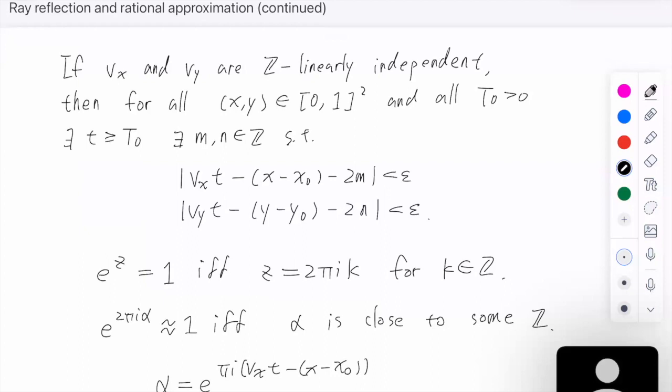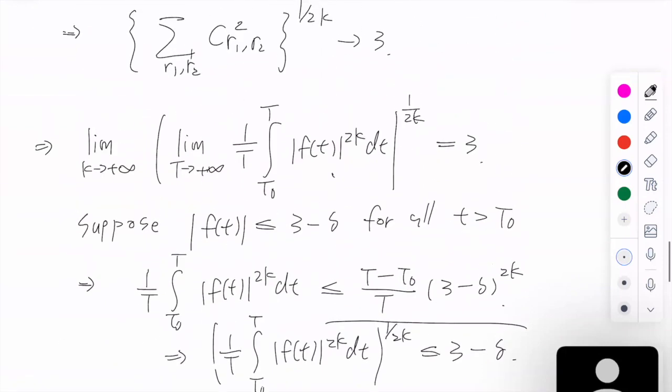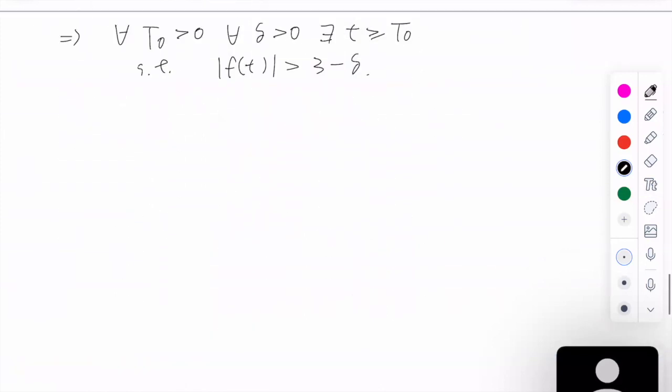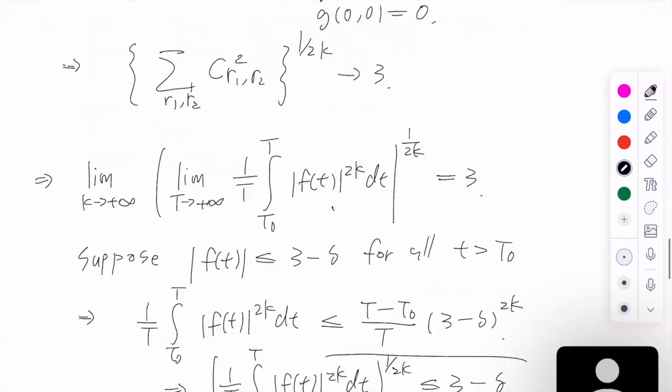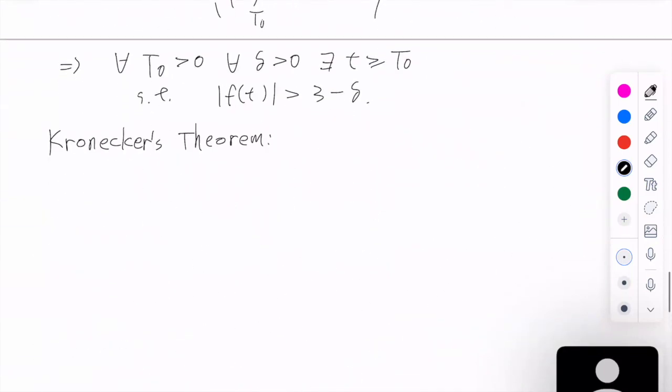And this proposition tells us that the set of points passed by the light is dense inside the square. And we can also generalize the arguments we presented here to obtain the following approximation theorem. And this theorem is by Kronecker. So this is Kronecker's theorem. We only work with the two-dimensional case because we are only discussing the reflection inside a square.